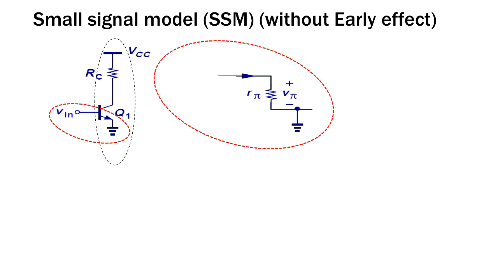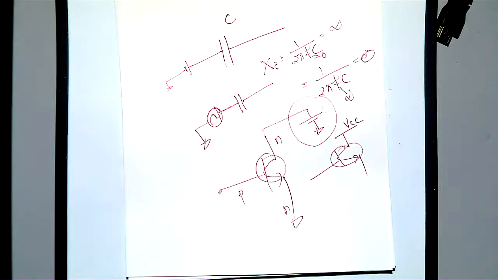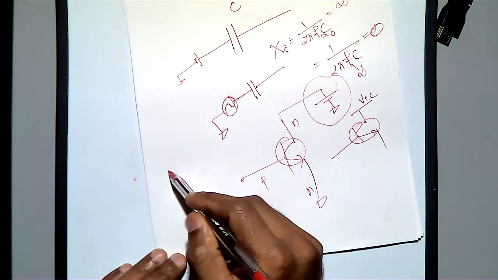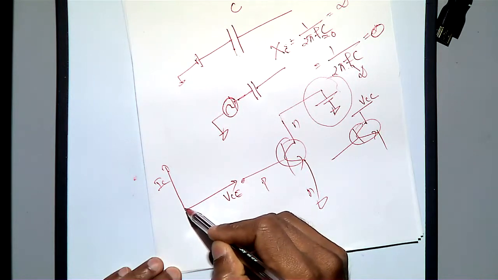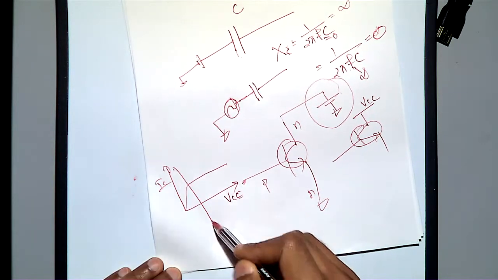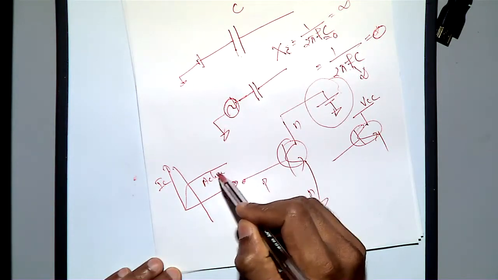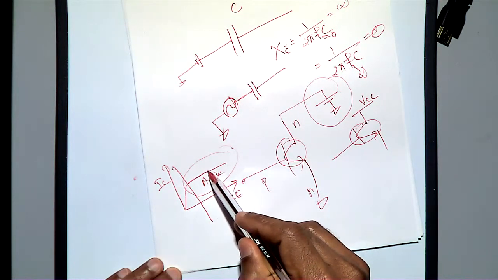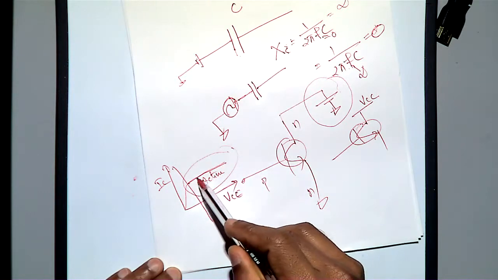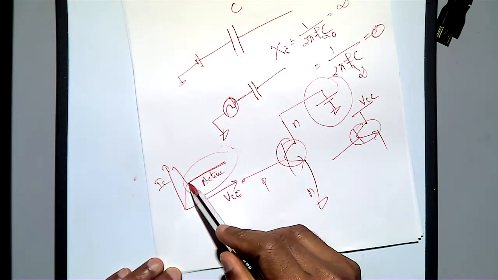Between the collector and the emitter, we have a current source, because a transistor is a voltage controlled current source, which I already discussed. Why is there a current source? Because in the diagram of VC versus IC, it is like this. This is the active region. In the active region, your voltage is changing, but your current is not changing much. There is little change because of the Early effect. So this region is like a current source.